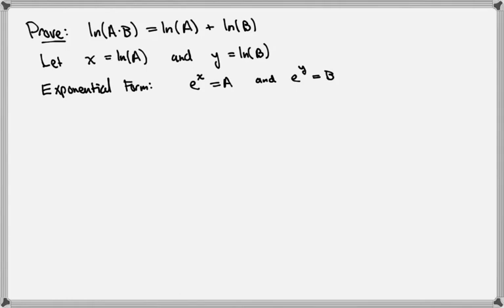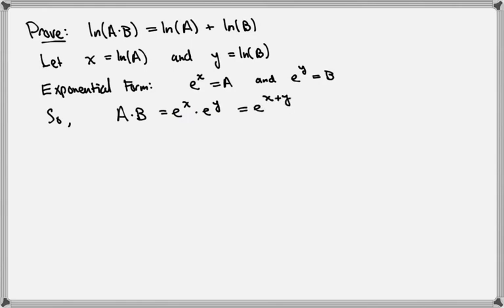Now I have good reason, looking at the original expression, to multiply a and b together. Here's a and here's b. Let's do it. A times b. Well, a is e to the x and b is e to the y. Now we are multiplying two powers with the same base, and one of our laws of exponents says that you should add the exponents together.